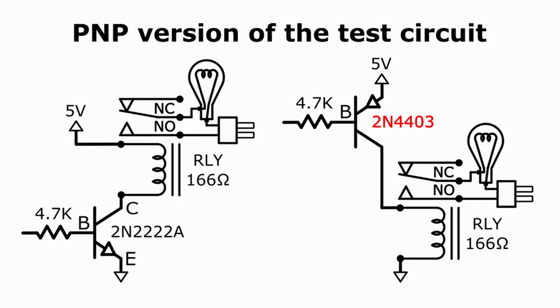I'll use a 2N4403 transistor. It's similar to the 2N2222A. They both have working voltages of 40 volts. The 2N2222A can handle up to 800 milliamps of collector current, but the 2N4403 can only go up to 600 milliamps. It's quite common to see PNP transistors which have slightly more limited capability than their NPN counterparts.